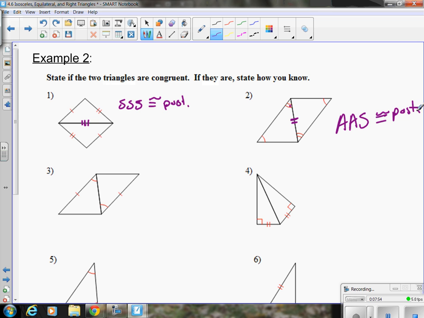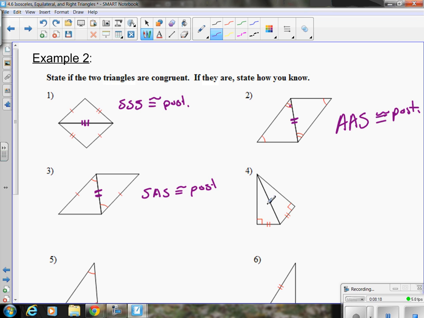Next one, once again, reflexive property, right? Kind of a common theme on these first four, it looks like. But this side is congruent to itself, side, angle between the two sides, right? So the angle is included between the two sides. That's side, angle, side, congruence postulate.